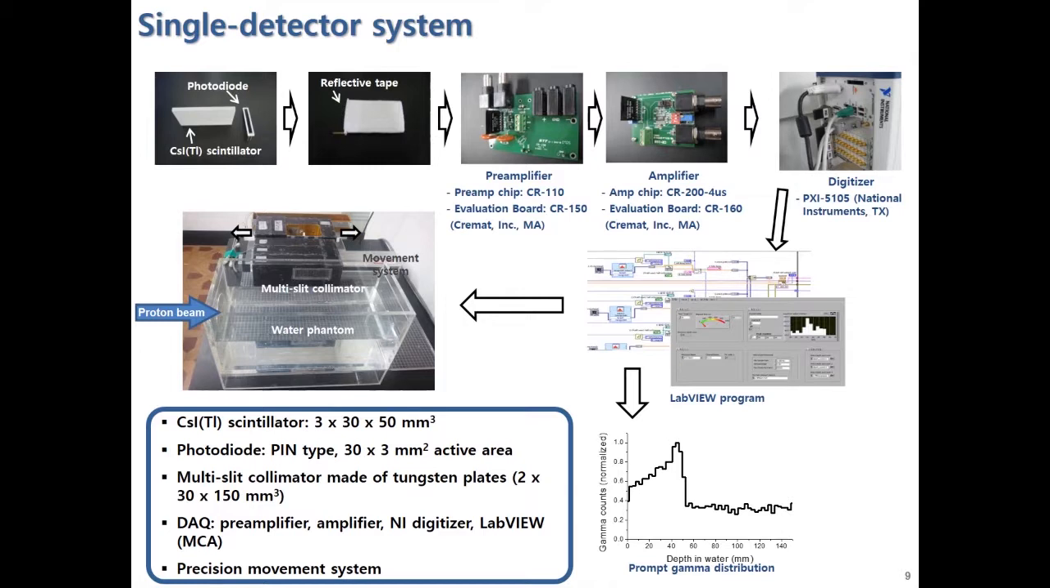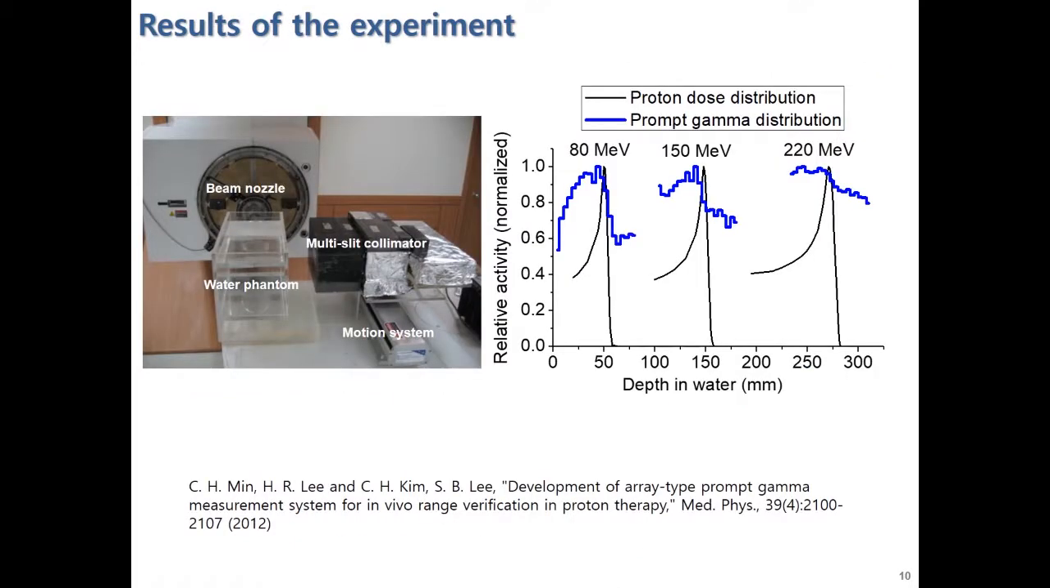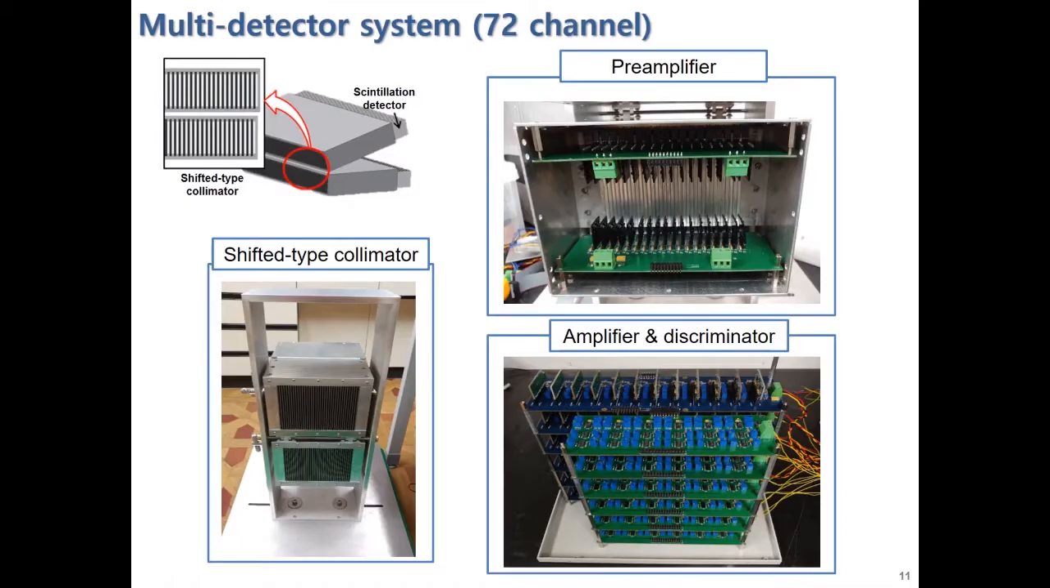Before we develop a full array-type system, first we developed a single-channel test system with a single detector. Based on the development of the single-channel measurement system, we developed the array-type prompt gamma measurement system. For the performance evaluation of the developed system, experiments with therapeutic proton beams at the National Cancer Center in Korea were carried out, and it was confirmed that the beam range can be determined with our system.